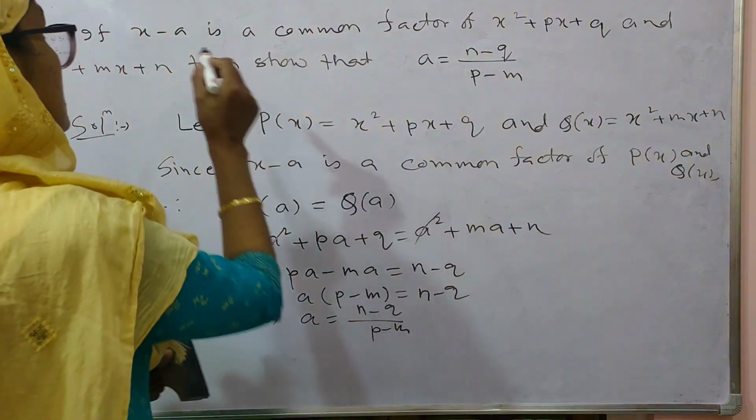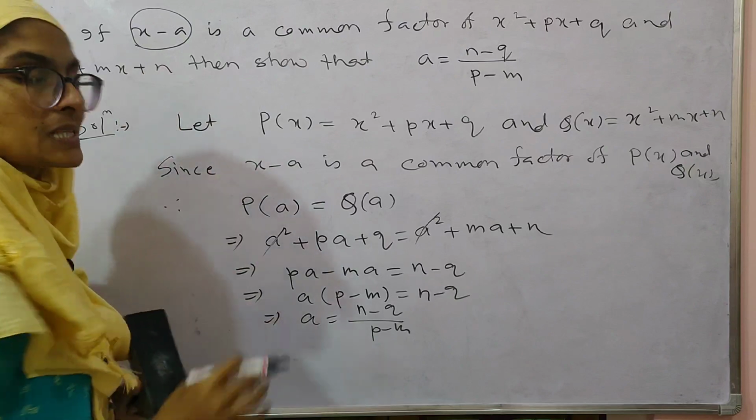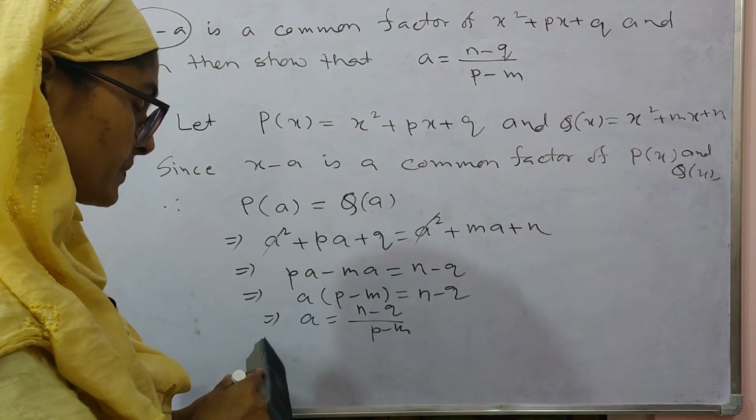But in your book, this one is given as x plus a. So correct this one: not x plus a, this one is x minus a.